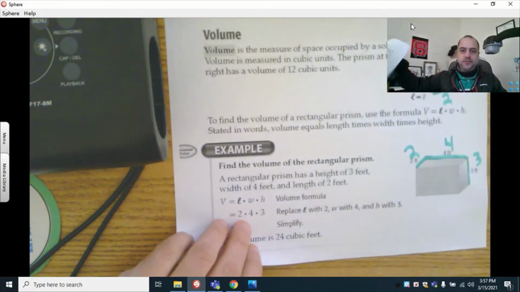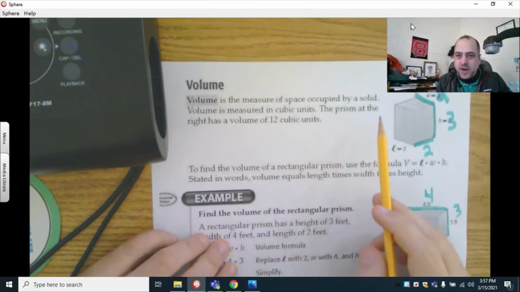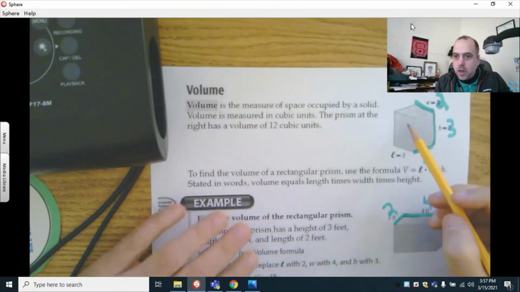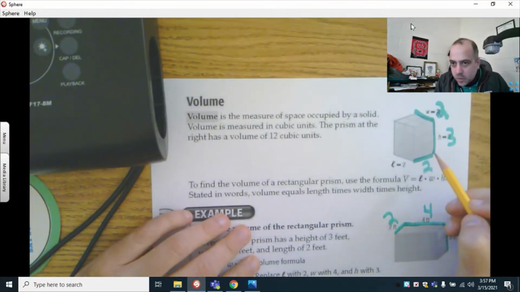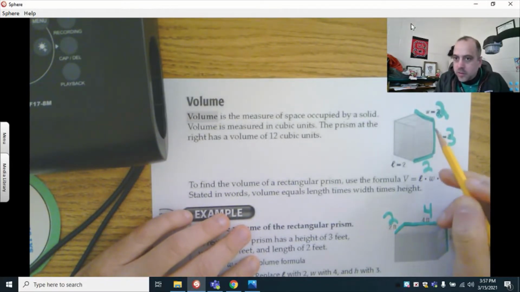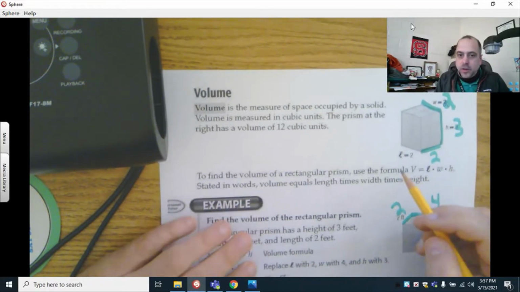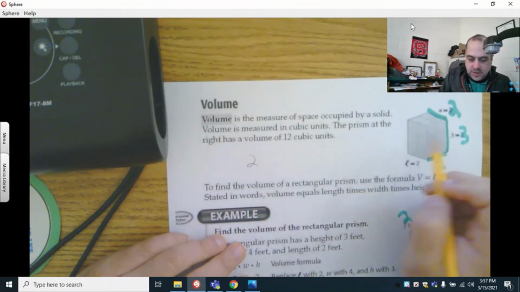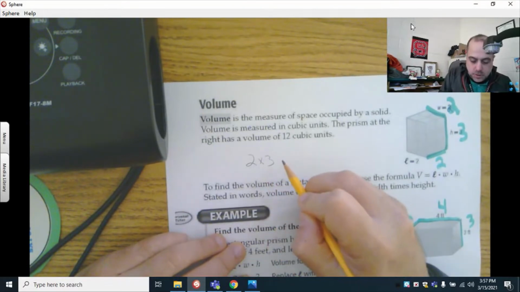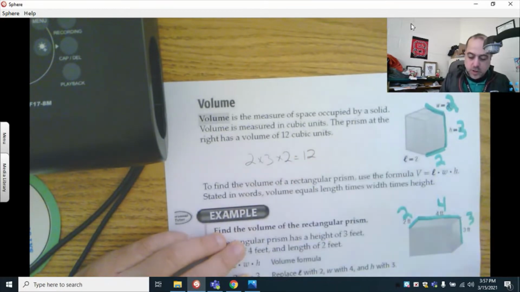Alright, let's see, there was another sheet I wanted to show you. Okay, check this out. Alright, volume, like I taught, volume is the measure of space occupied by a solid. Okay, so look at this. I kind of wrote on here a little bit bigger because the writing was small. You had 2 this way, 3 this way, and 2 this way. So 2 times 3 times 2 equals 12. Look, 12 and 12.